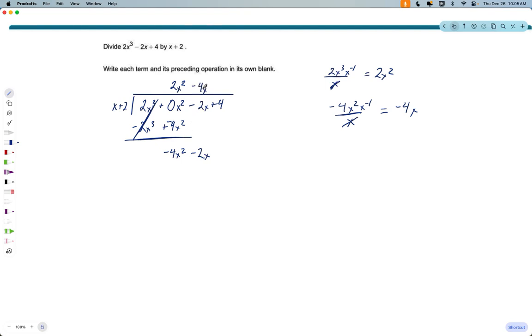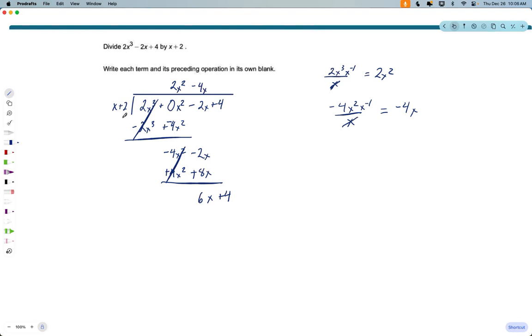Now we multiply negative 4x times x. It gives us a negative 4x squared. We multiply negative 4x times 2. We get negative 8x. Now we change the sign in order to make these cancel. So these are now opposites. And we have negative 2x plus 8x, which gives us a positive 6x. We bring down the next term.